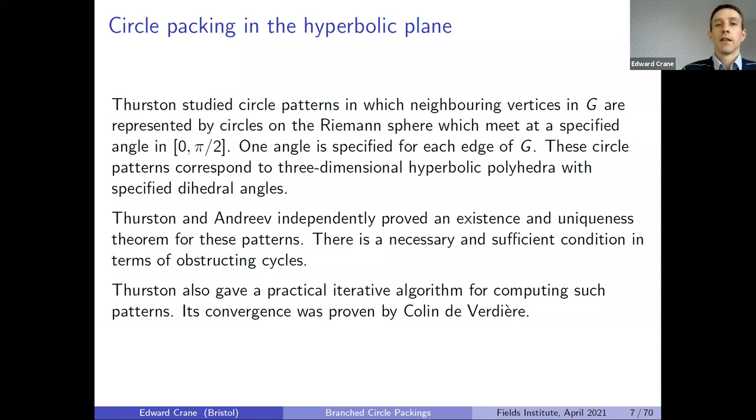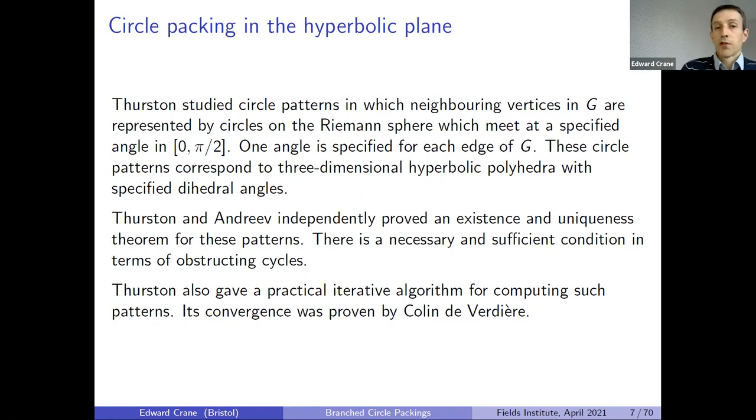So he was interested in the question of when is there a polyhedron in hyperbolic three space which has specified combinatorics and specified dihedral angles. And if you extend each of those bounding planes of the polyhedron to the ideal boundary of hyperbolic three space in the ball model, then the way they meet the boundary is in circles, and the dihedral angles become overlap angles of the corresponding circles. And so Thurston and Andreev, maybe I have the history wrong here, I think they independently proved an existence and uniqueness theorem for these patterns. Someone can correct me later if that's not quite right.